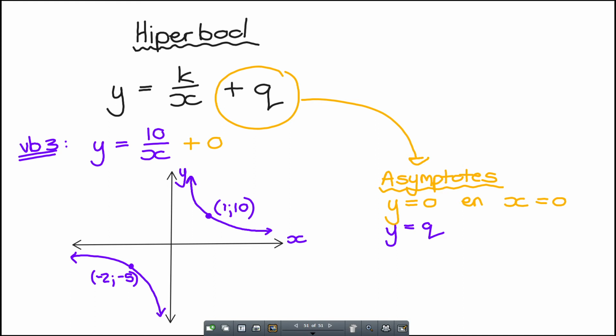But the coordinates of the -2, -5, that's just a random one. I just choose any x value on that graph, and then I substitute it into the equation. And the 10, over here, again, I just chose x is 1. Remember, on this arm, I have to choose any positive x value. So let's say I chose x is 2. Then it would be 10 over 2, meaning my y value would be 5.